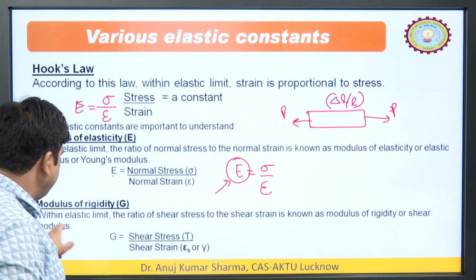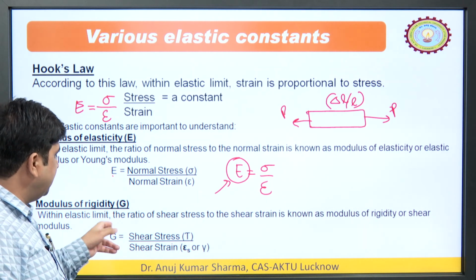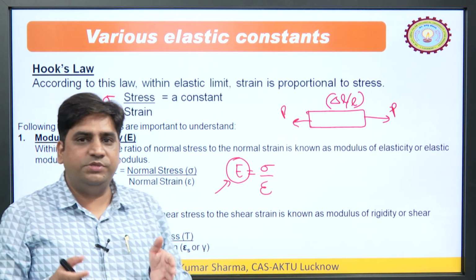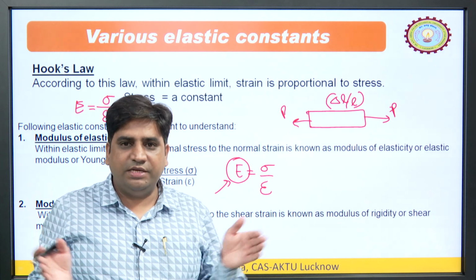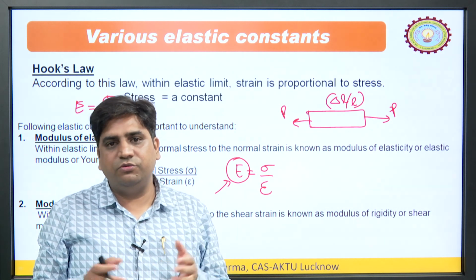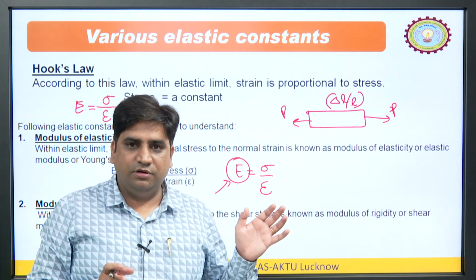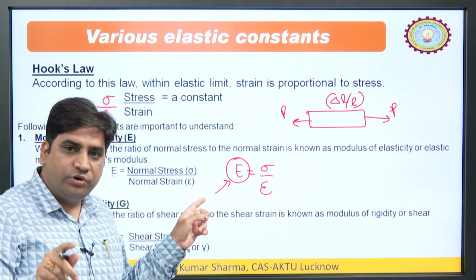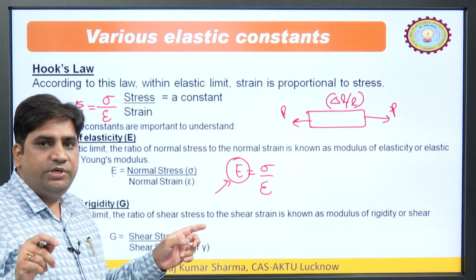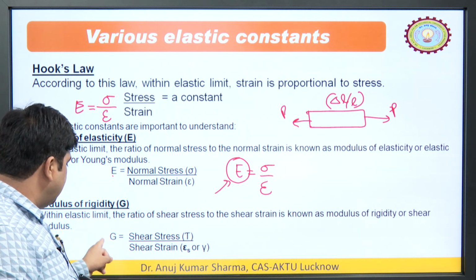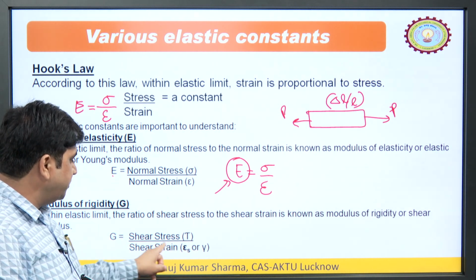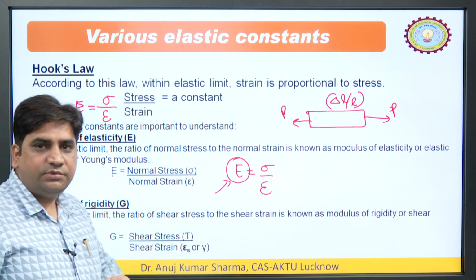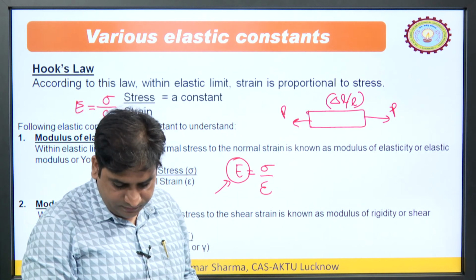Modulus of rigidity is also an elastic constant. It represents the rigidity of the object, how rigid the object is. Rigidity means that whenever we apply some force, it is very difficult for the object to get deformed; such an object is known as a rigid object. If G is high, the object would be more rigid. If G is low, the object would be less rigid. It is generally represented by G. The ratio of shear stress to shear strain is known as the shear modulus or modulus of rigidity.